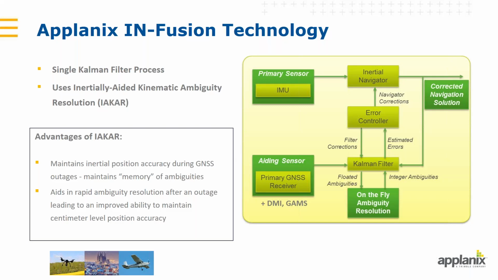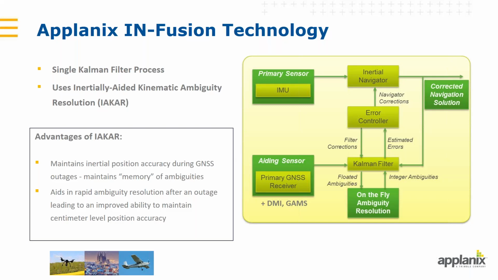The aiding sensors are the primary GNSS receiver, DMI, for instance, which is an odometer giving you distance, and or GAMS, which is the GPS Azimuth Measurement System, if that second antenna is being used here. So the aiding sensors are really helping us to understand the errors of the IMU. Once we understand the errors of the IMU, which are basically bias and scale factors, then we can write the corrected navigation from that mechanism.